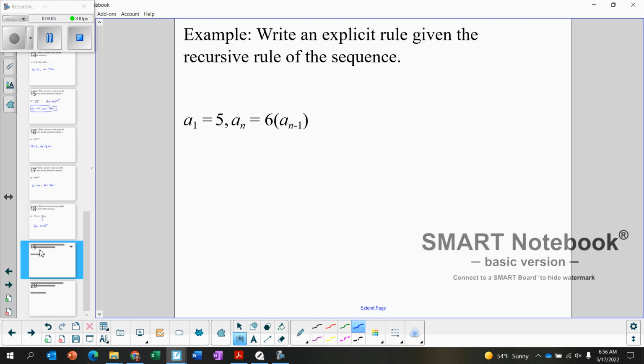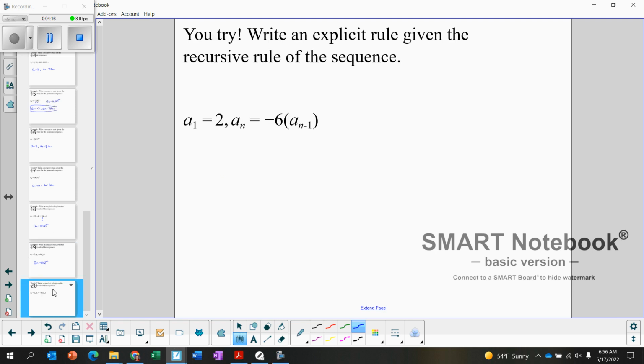Trying another one. We have a sub 1 is 5. So a sub n equals 5 times r is 6, 6 raised to the n minus 1. So you could try the last one, pause it here so you could check your answer. All right, check this answer. A sub n equals 2 times -6 raised to the n minus 1 power. And that is everything about recursive rules.